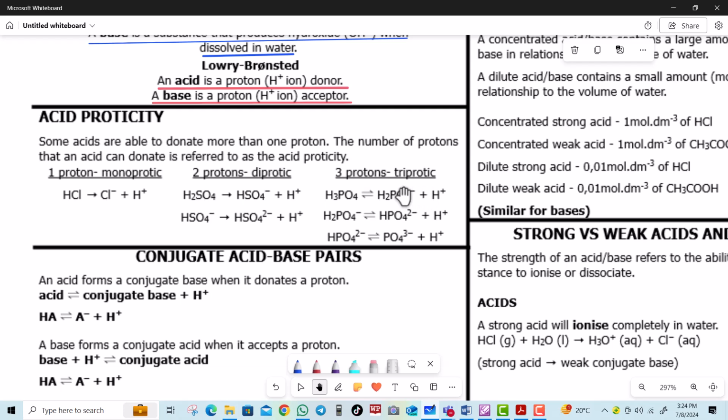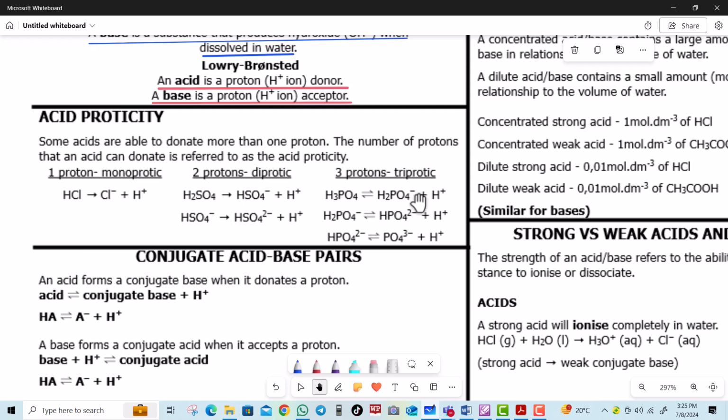However, if an acid can donate 3 protons, then we call it what? Triprotic acid. For example, phosphoric acid donates the first proton here, and again another proton, and another proton. So they are 3 in number. So being 3 is called what? A triprotic acid.